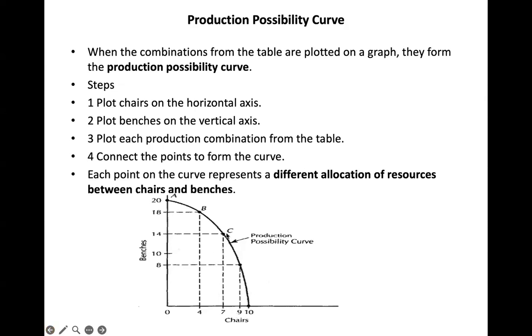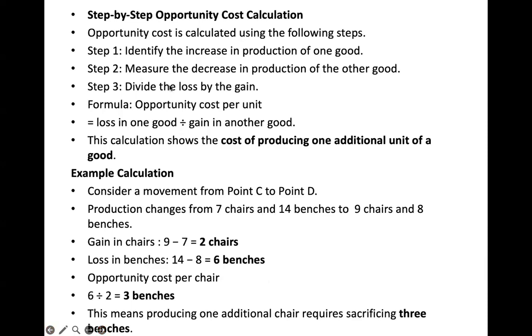But if the question demands moving from C to D, the increase will lie on chairs, but the losses will be on benches. So first of all, you need to identify the increase in production of one good. Then you measure the decrease in the production of the other good. Then you divide the losses by the gain. That's the opportunity cost.